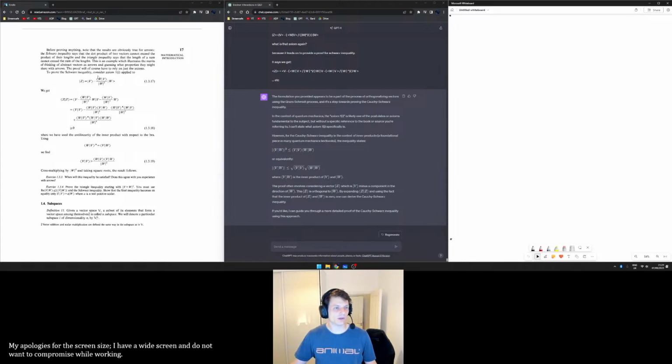So last time we went through this proof, and then we were going to need to do the exercises. So let's go and do the exercises. It says, cross multiplying by the magnitude of w squared and taking square roots, the result follows. Exercise 1.3.3. When will this inequality be satisfied? Does this agree with your experience with arrows?